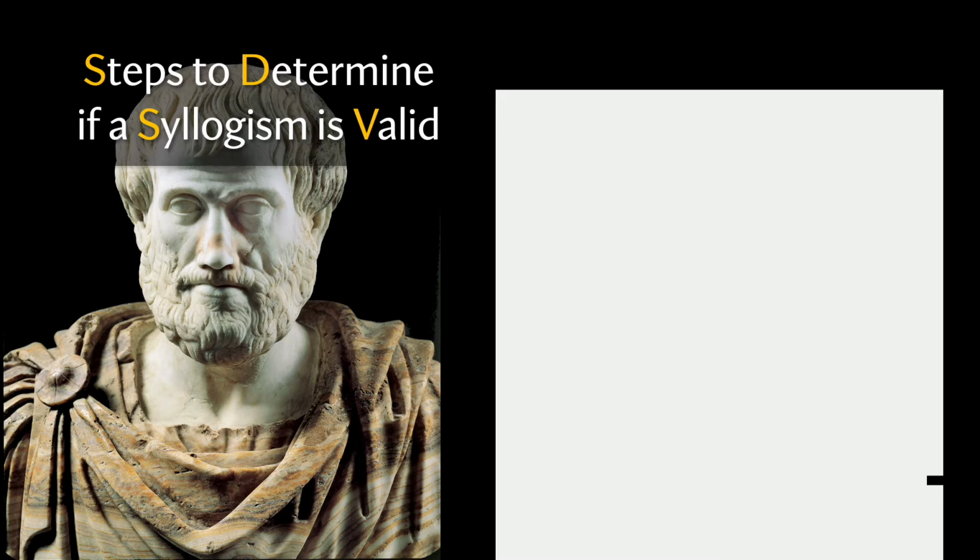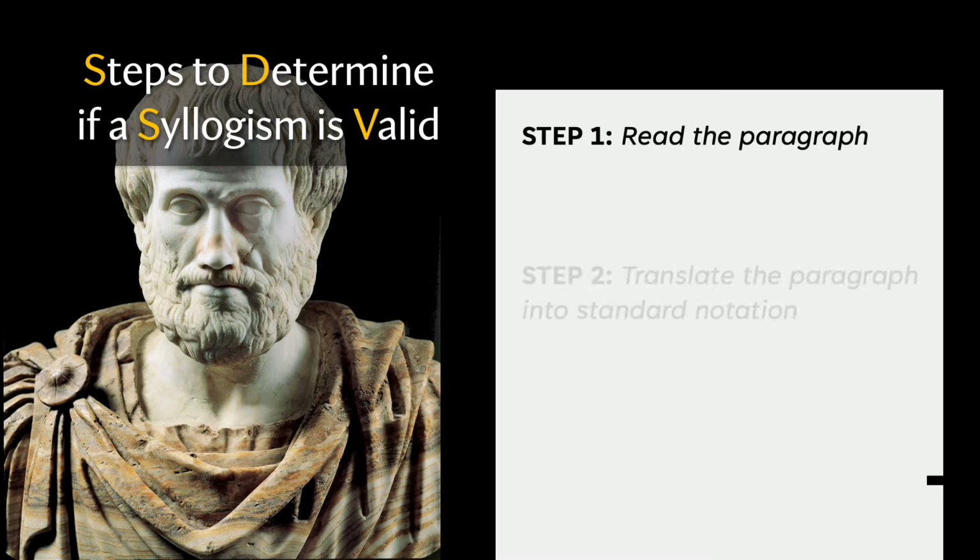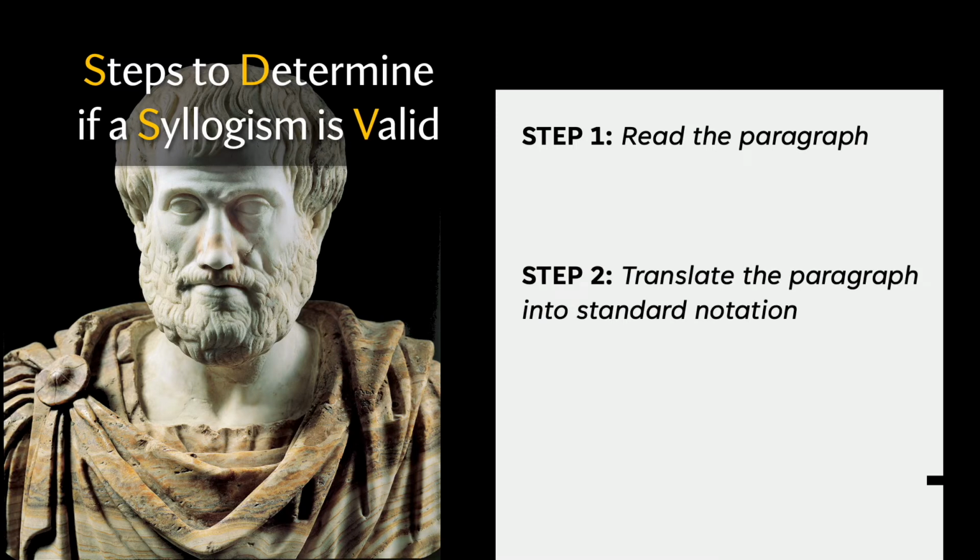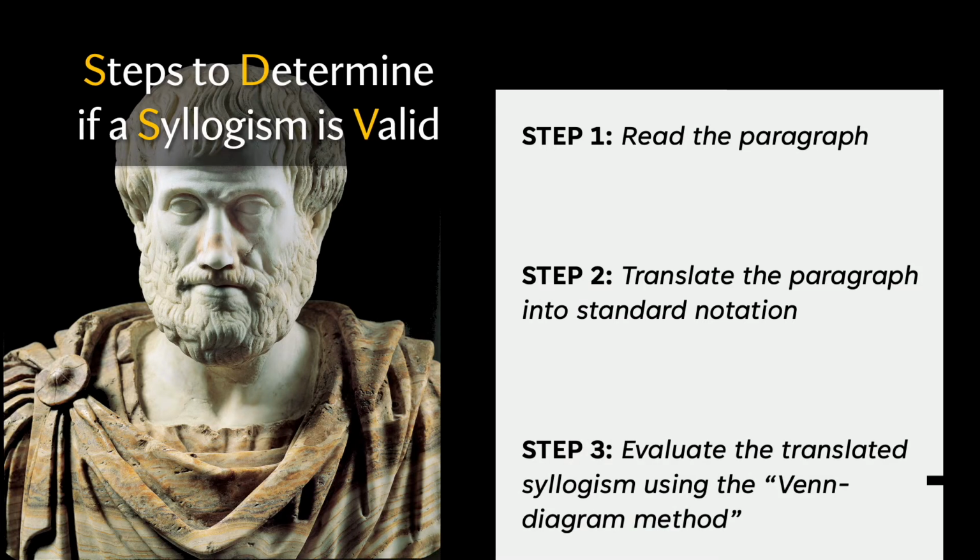Now let's look at the steps to determine if a syllogism is valid. Here we're going to be following not Aristotle's own method, but we're going to be looking at a shortcut to interpret Aristotle's text. Step 1 will be read the paragraph from Aristotle's text. Step 2 will be to translate the paragraph from Aristotle's text into standard notation, and I'll explain what that means later. Step 3, the final step, will be to evaluate the translated syllogism using the Venn diagram method.